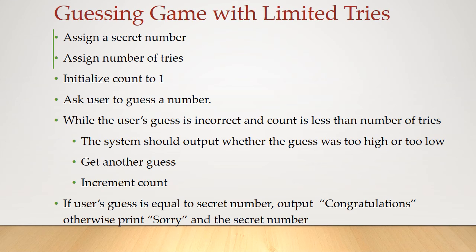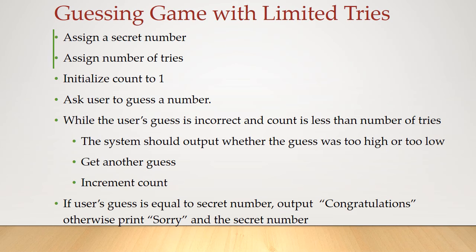Let's make one more change to our guessing game program. So in this version, we're going to limit the number of guesses that the user has to guess the secret number. So in our algorithm, we're still going to assign a secret number, but then we're going to assign the limit of tries. We're going to initialize count to 1, and we're going to ask the user to guess a number. So now, while the user's guess is incorrect and the count is less than the number of tries, we're going to have the system give a hint and tell the user whether it's too high or too low. And then we're going to get another guess from the user and we're going to increment count.